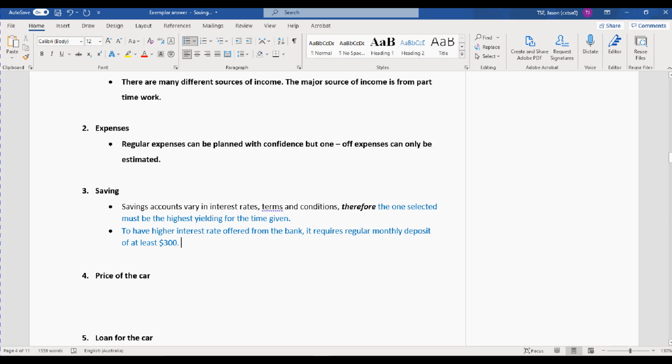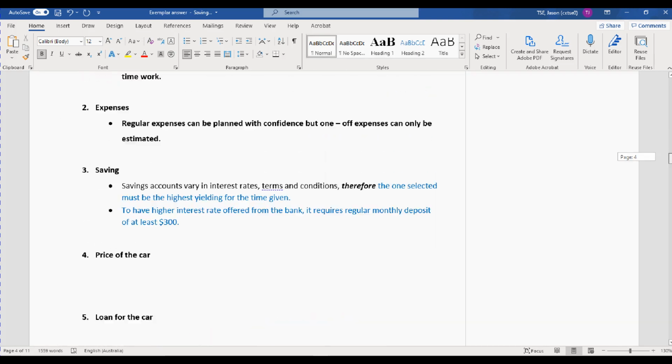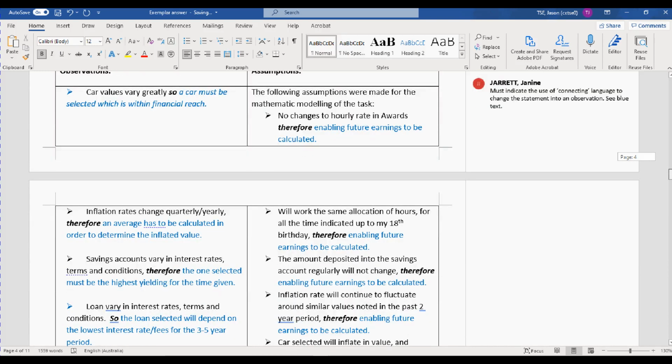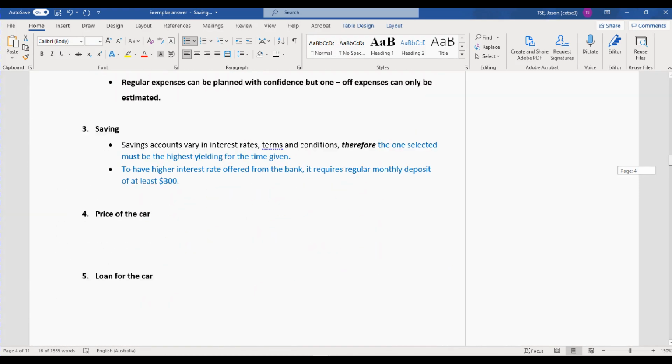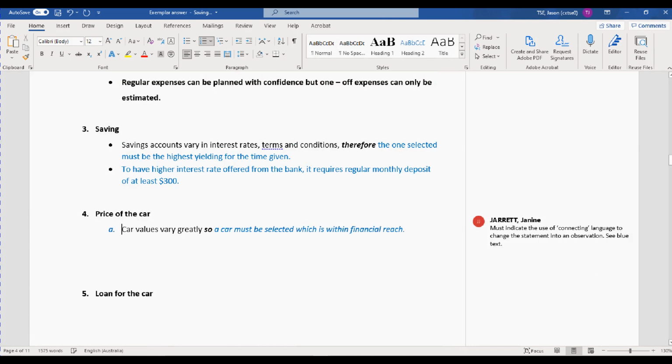And how about the price of the car? Okay, so let's see if there's some observation for the price of the car. Car values vary greatly, so a car must be selected within its financial reach. Okay, so you might just use this one. And you better reword them, right?